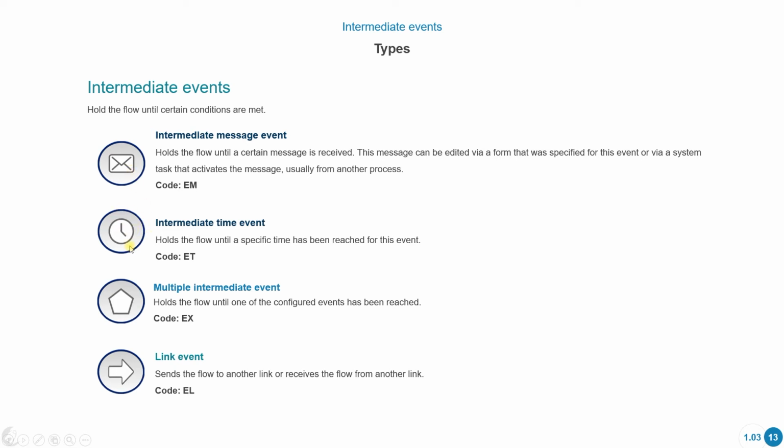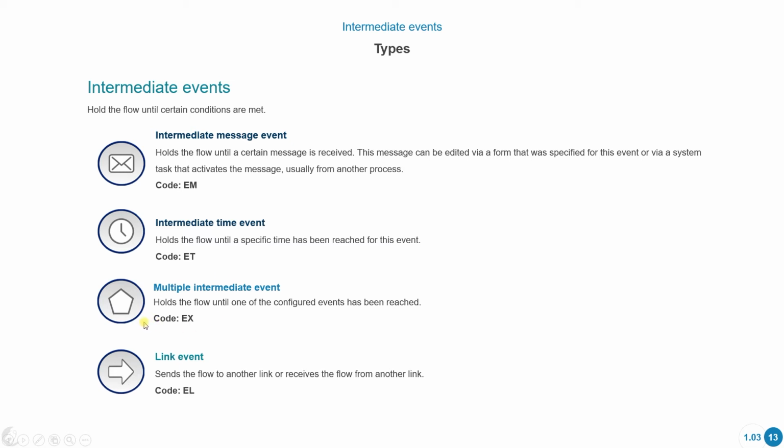Now we have the time event that's going to allow us to stop the flow until a certain moment in time arrives. We already said that a start time event allows us to initiate a process when a certain moment in time arrives. But in this case, we're going to stop the flow, and once it's stopped, when that moment arrives, the flow is going to be able to continue.